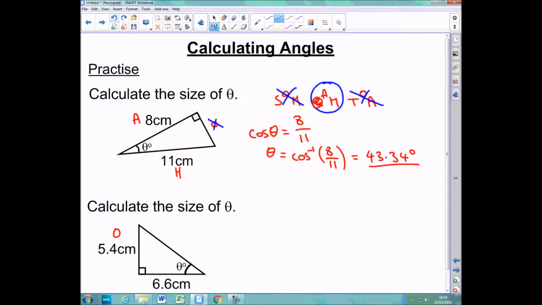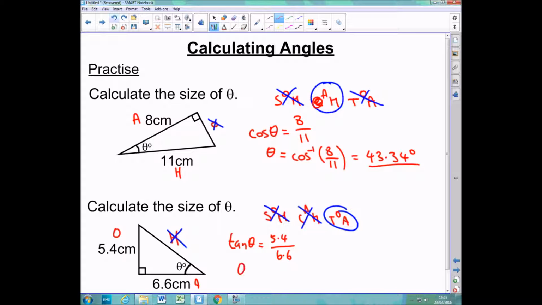The one down the bottom, again, start off by labeling our triangle. I've got my opposite side, my hypotenuse, and the bottom one is the adjacent. Writing SOHCAHTOA, identify that the hypotenuse is the one I'm not interested in. Get rid of all of the functions involving the hypotenuse. I'm left with tan. Start this off. Tan of theta equals the opposite, 5.4 divided by the adjacent, 6.6.